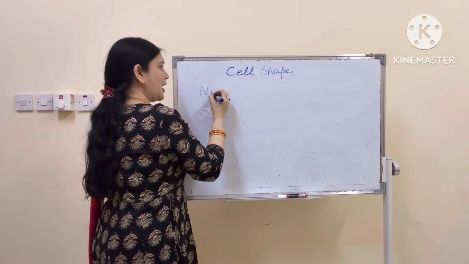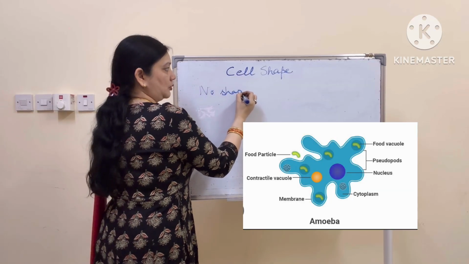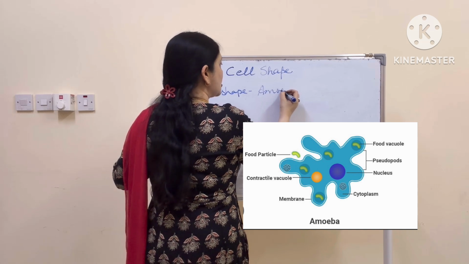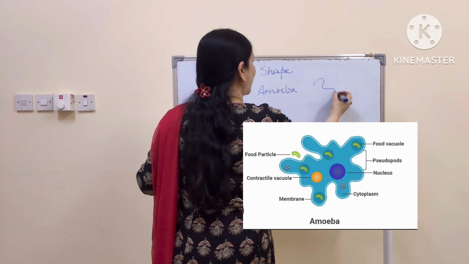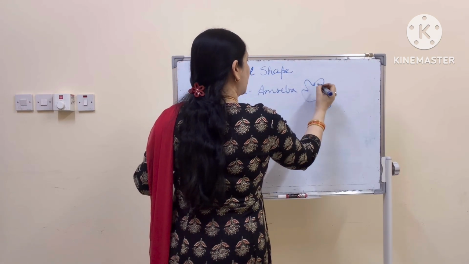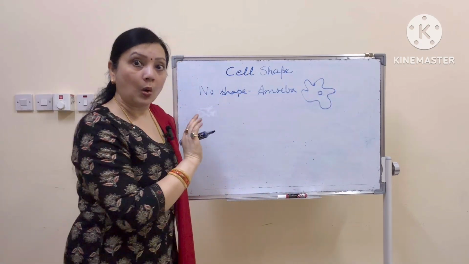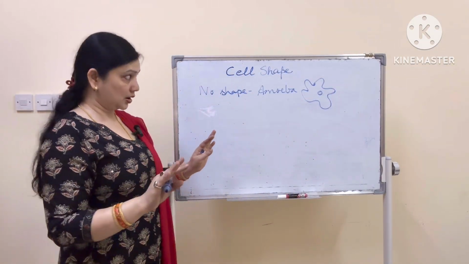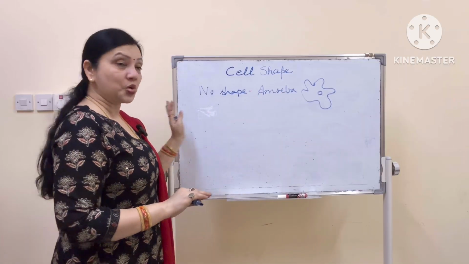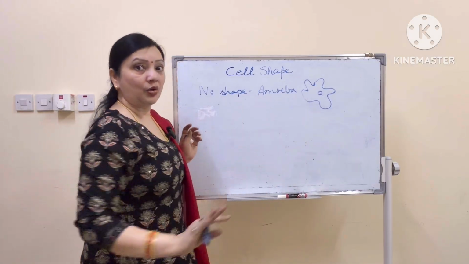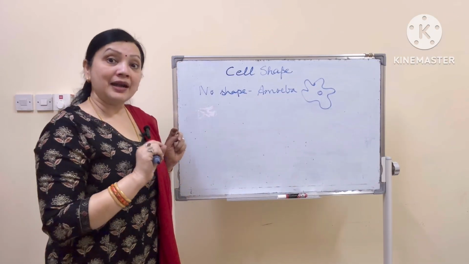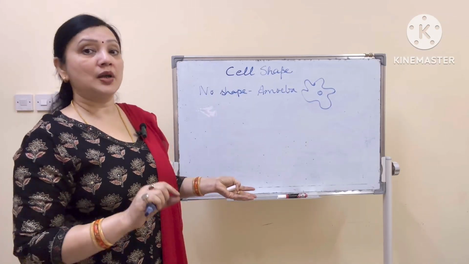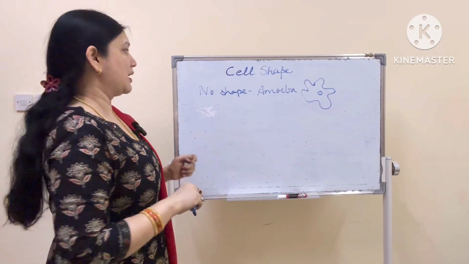A cell can have no shape also, like amoeba. Amoeba has no shape. It is an irregular organism with a nucleus and all the cell organelles which are there in a well-shaped cell also. So amoeba has no shape. It is an irregular shaped organism and can exist independently. Cell has the power to exist even independently.